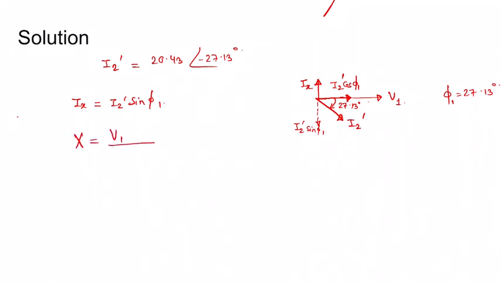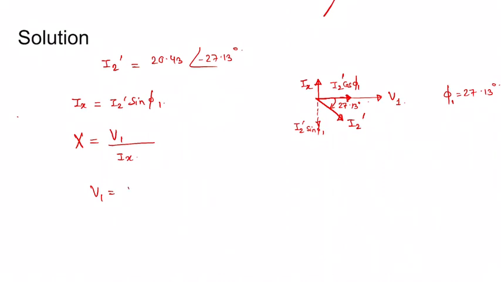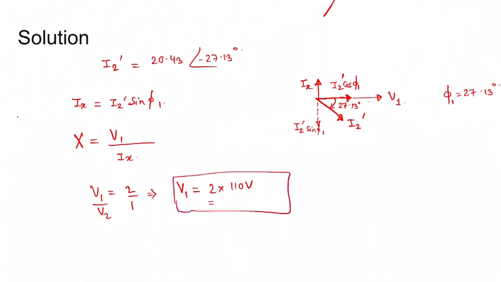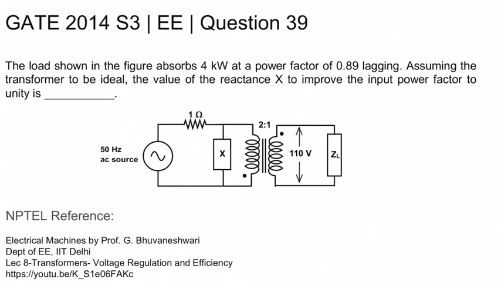So the value of X equal to V1 divided by Ix. Now V1, as you see in this diagram, because V1 by V2 equal to 2 by 1, implies V1 equal to 2 times 110 volts, since V2 is 110 volts, so this is 220 volts. Coming back to this, X is 220 divided by Ix, where Ix is 20.43 sin 27.13, which comes to 23.61 ohms.